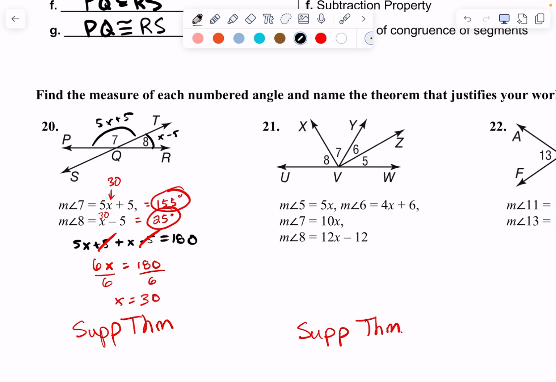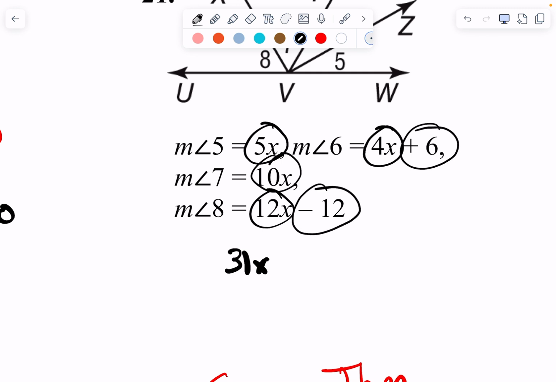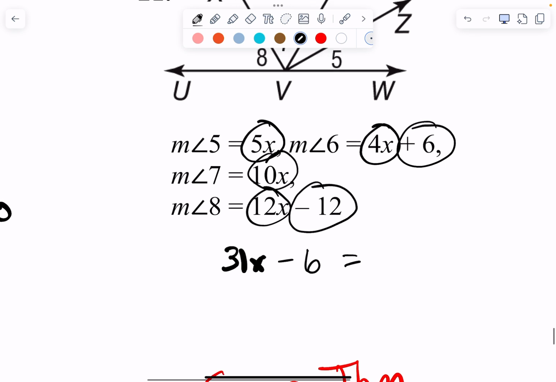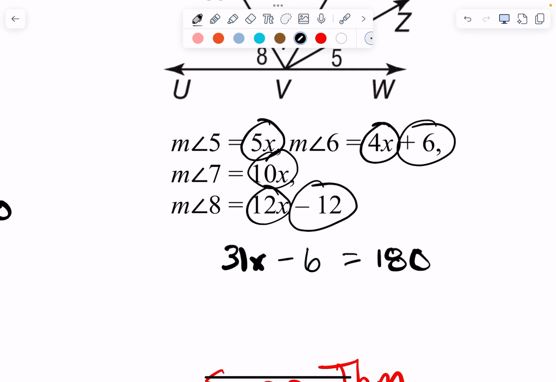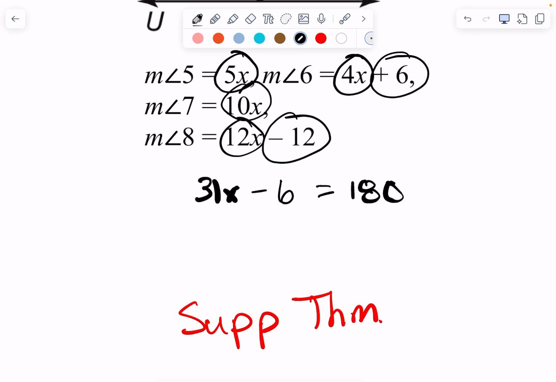Can we cheat a little bit? Let's add these together. What's 5x, 4x, 10x, and 12x? 31x. Okay, and then let's combine the other terms. So 6 and negative 12, are those the only other ones? Minus 6 equals 180. Okay, so I'm combining all the stuff. We don't know what 6 is. Hold on, just wait. Add the 6. If I add 6 over, 186 divided by 31, it's going to be 6. Just 6.